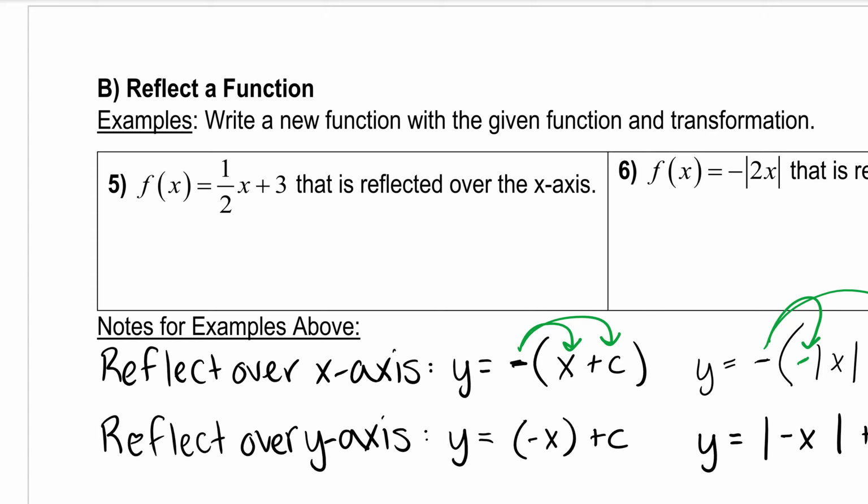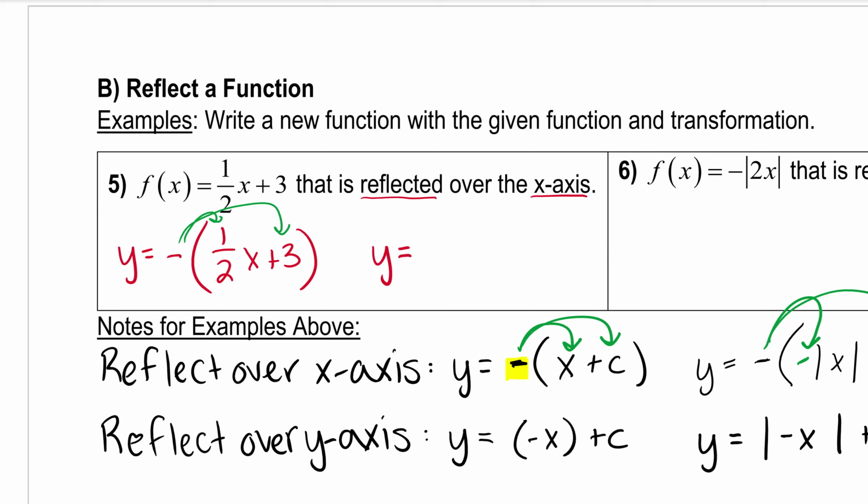So let's do number 5. I have a function 1/2 x plus 3 that's reflected over the x-axis. So again, if I reflect over x, I'm going to do this first one down here where I take my negative and distribute it to everything inside. So I'm going to go ahead and write y equals negative and then big parentheses, write my whole function, and to finish, I just take that negative and distribute it to everything inside the parentheses, and I'm done. So my answer would be y equals negative 1/2 x minus 3.